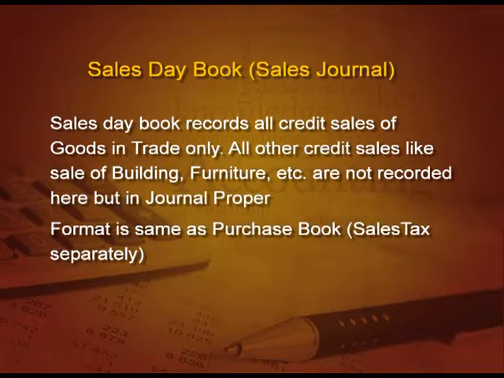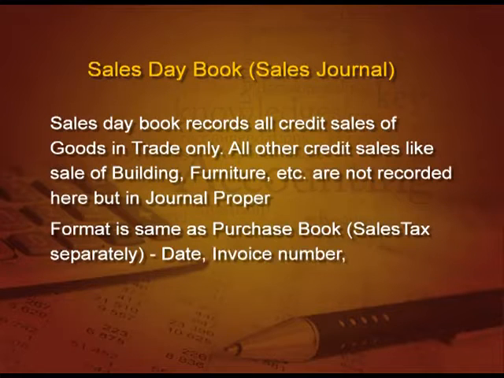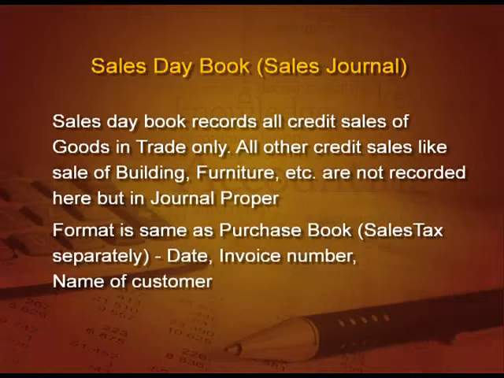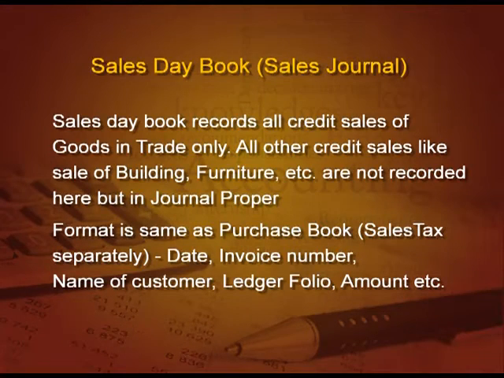The first column starts with date and then invoice number, name of the customer. Please remember, in purchase book it was name of supplier, now it is name of customer. Then the ledger folio and amount. Let us take a few examples of sales journal.